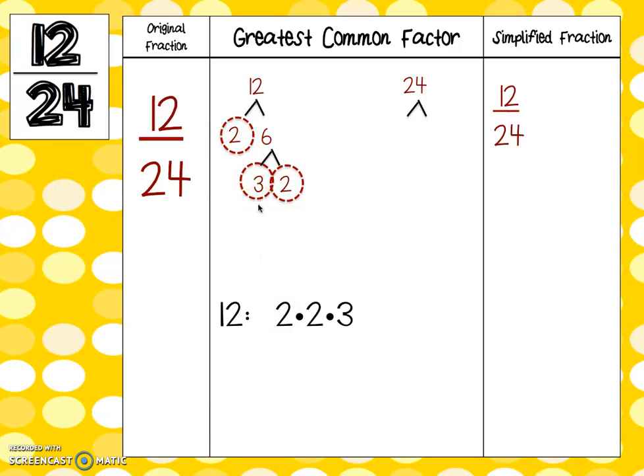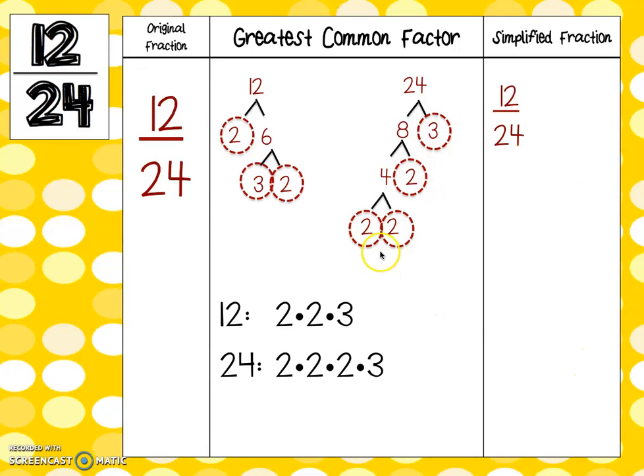Now we're going to do the exact same process for 24. We can say that 8 times 3 is 24, and we circle 3 because it's a prime number. 8 is not. We can break it down into 2 times 4. 2 is a prime number, so we circle it. Then we keep breaking down 4 into 2 times 2. Both of those 2's are prime, so we circle them. The prime factorization for 24 is 2 times 2 times 2 times 3.